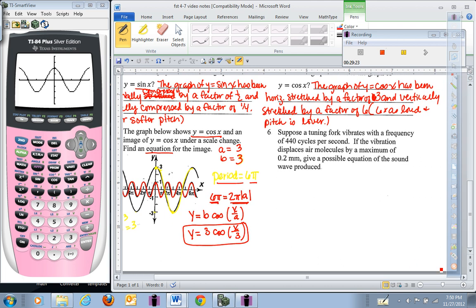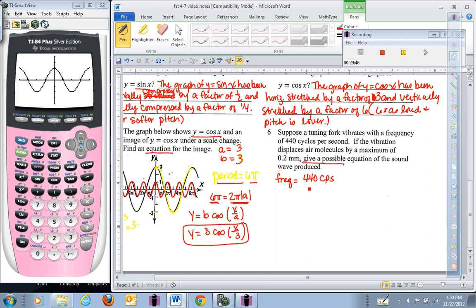Okay, and then last but not least, we have: suppose a tuning fork vibrates with a frequency of 440 cycles per second. So they're giving us the frequency at 440 cycles per second. If the vibration displaces air molecules by a maximum of 0.2 millimeters, give a possible equation for the sound wave that is produced. They're telling us that it is a possible equation because it's a sound wave and we could use sine or we could use cosine. So that will be a decision to make in a little bit when we figure out everything we need to do.